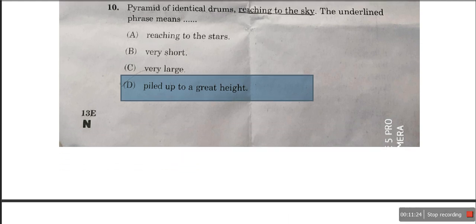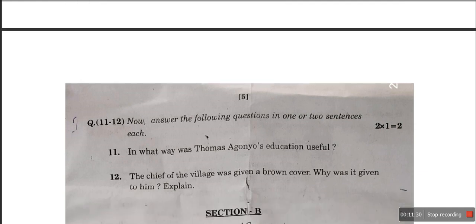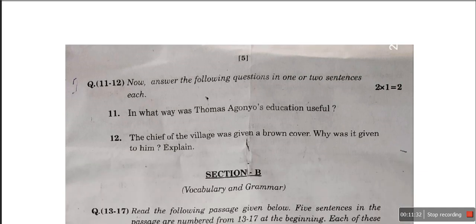And let us go to the short answer questions here. The first one is, in what way was Thomas Agnews' education useful? According to the passage, how his education was useful, you can guess.